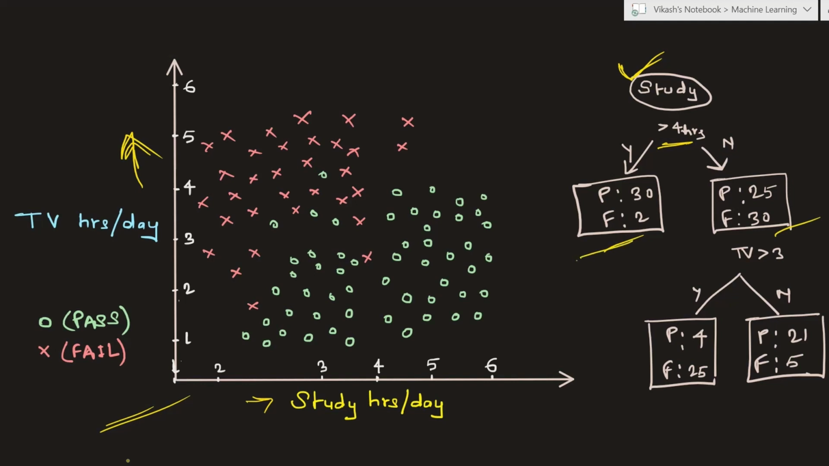If we get a pure leaf node, then we are fine with that. If the leaf node is impure, in that case, we will try to split this further. This is the very basic idea around the decision tree algorithm.